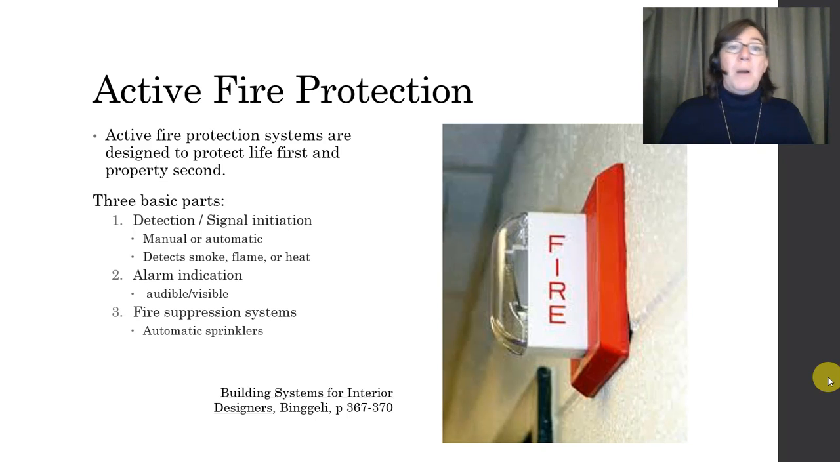So the next basic part of your system is the alarm, and this could be an audible and or visible alarm. And then the final piece of it is a fire suppression system. There are different ones out there, but by far the most common, and the one that we're going to talk about today, is automatic sprinkler systems.